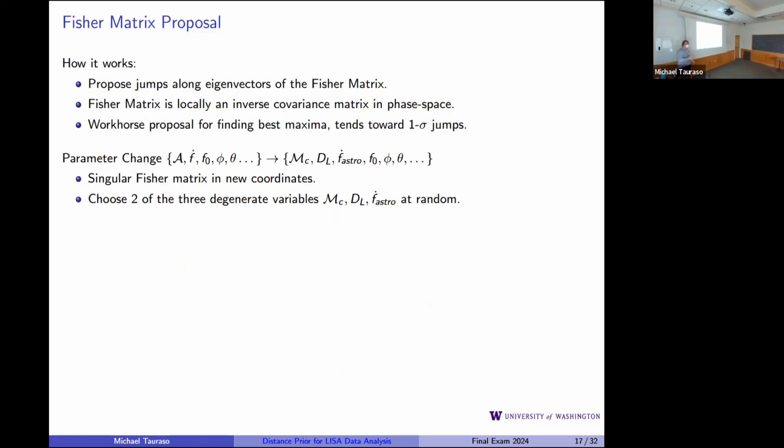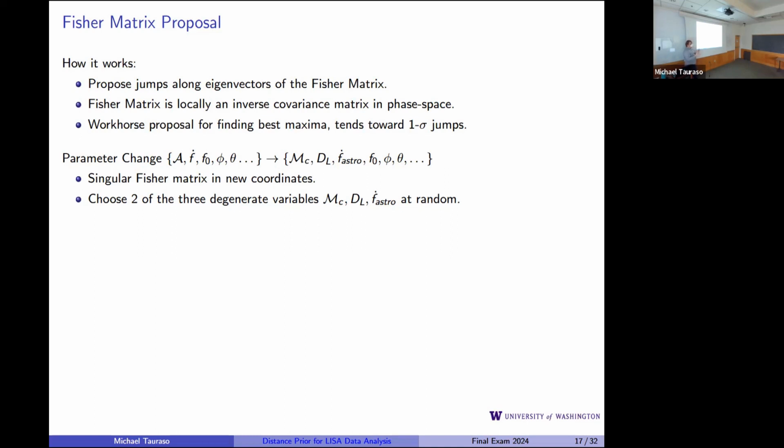So I said we were jumping along the eigenvectors of the Fisher matrix. But my new parameter space is degenerate. So now when I go to invert the Fisher matrix to figure out what the eigenvectors are, you can't, because it's singular. So the way that I went about solving this is I basically just pick 2. Every time we run the Fisher matrix proposal, we just pick 2. And then that is a reasonable basis set. And we calculate the Fisher matrix and jump along there.